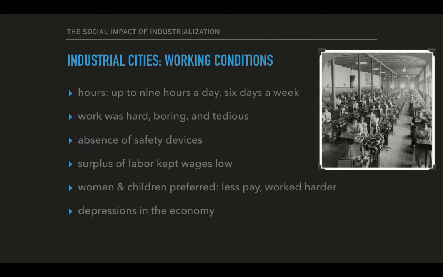This surplus of labor kept wages excessively low, and as a result, families had to send their women and even their children to work in the factories just to make ends meet. Now, in fact, women and children were preferred as workers because they could be paid less while being worked harder.